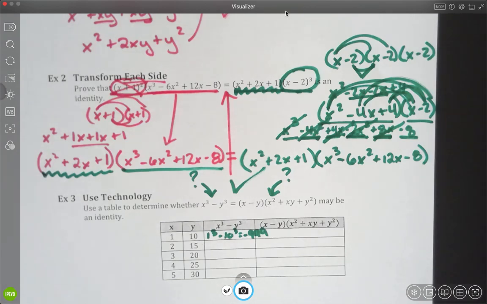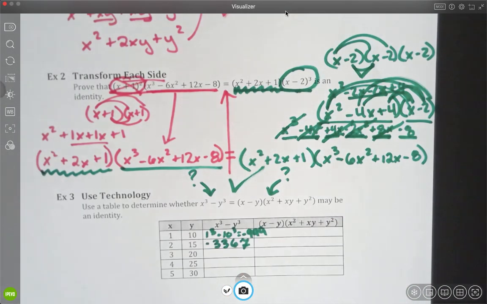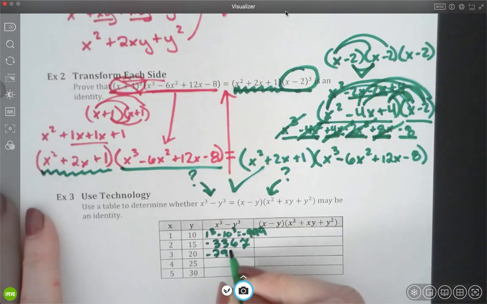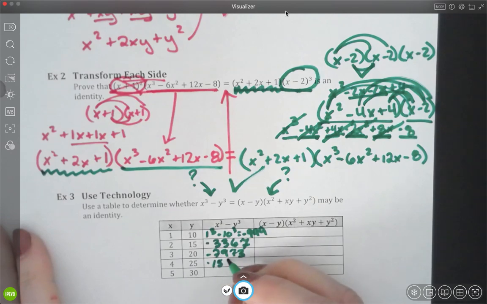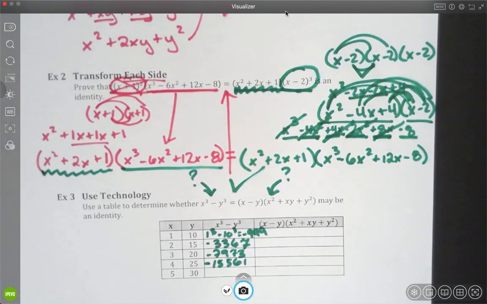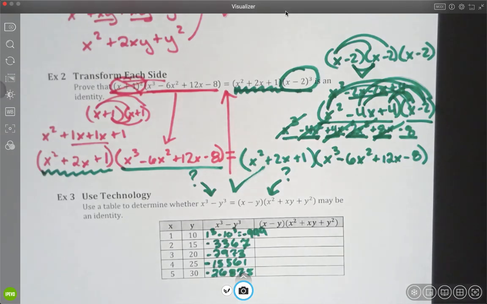Okay. Stop. When you plug 2 and 15 in, what do you get? Negative 3,367. Negative 3367. Did you get that? Yeah. And then negative 7973. Negative 7973. Wait, y'all are going too fast. Okay. Negative 15,561. Negative 15,561. Okay, last one. Negative 26,875. Negative 26,875.